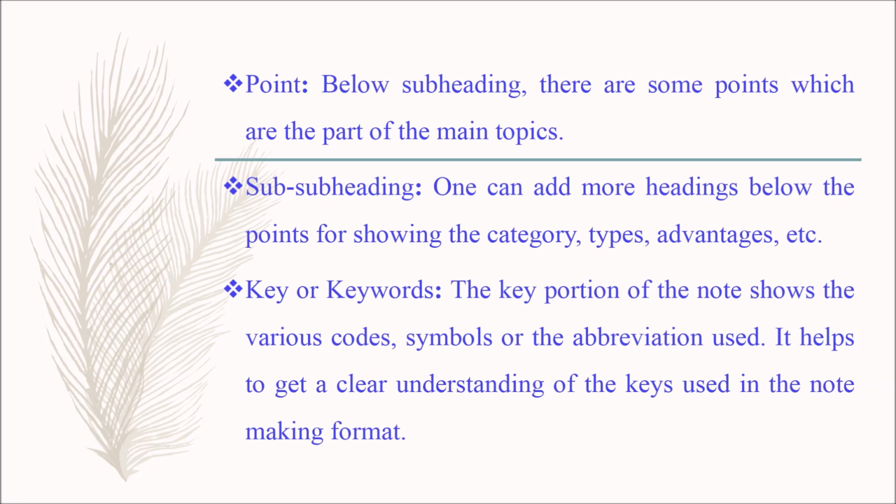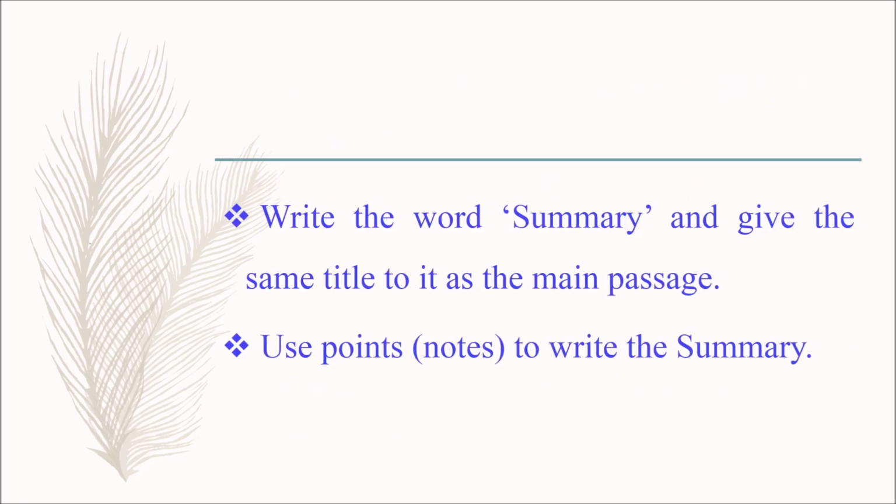Then we have key or keywords. The key portion of the note shows the various codes, symbols, or abbreviations used. It helps to get a clear understanding of the keys used in the note-making format. After key or keywords, which means after completing the key to abbreviations, write the word summary and give the same title to it as the main passage. Then use points, that is notes, to write the summary.